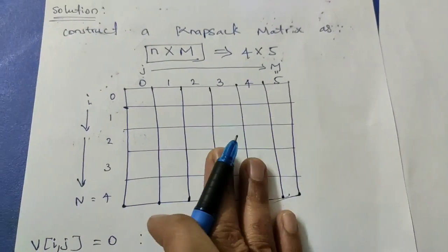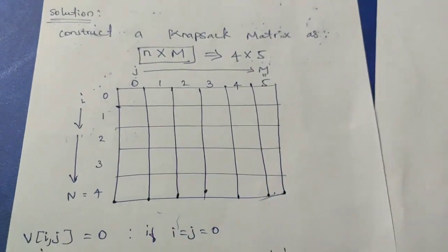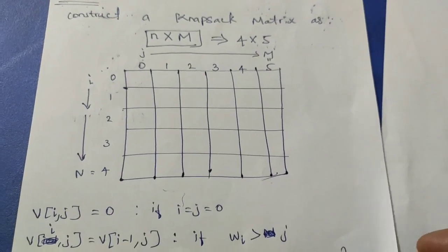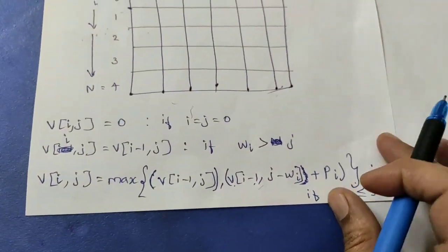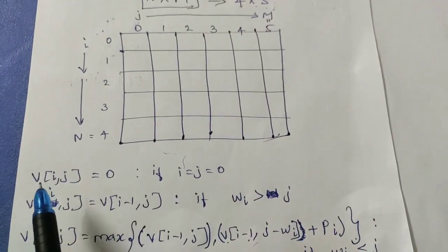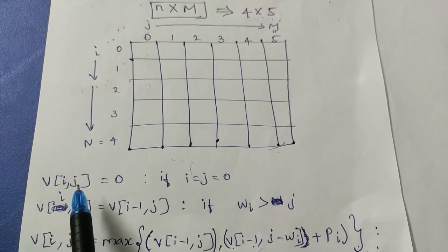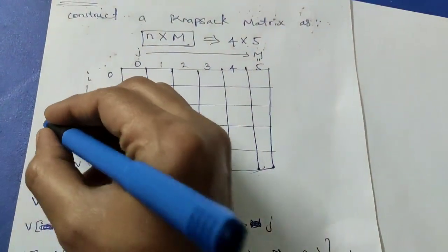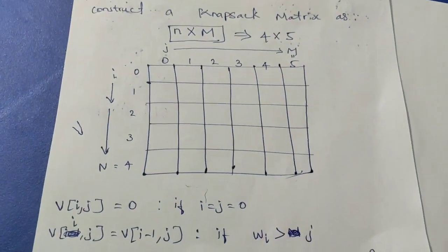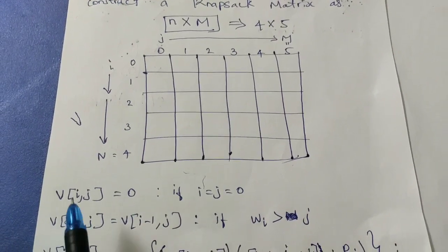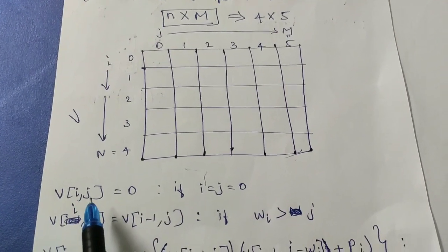To fill this matrix, you need to follow 3 formulas. The formulas are given here. See, V of i comma j. V is nothing but the knapsack matrix. In i comma j, i is the row number and j is the column number.